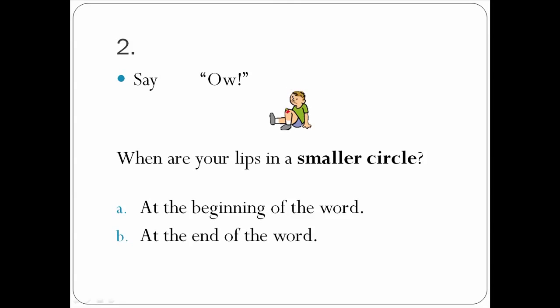2. Say owl. When are your lips in a smaller circle? Owl. Your lips should be in a smaller circle at the end of the word. You're moving again from a more open to a more closed position. A smaller circle happens at the end. Owl.